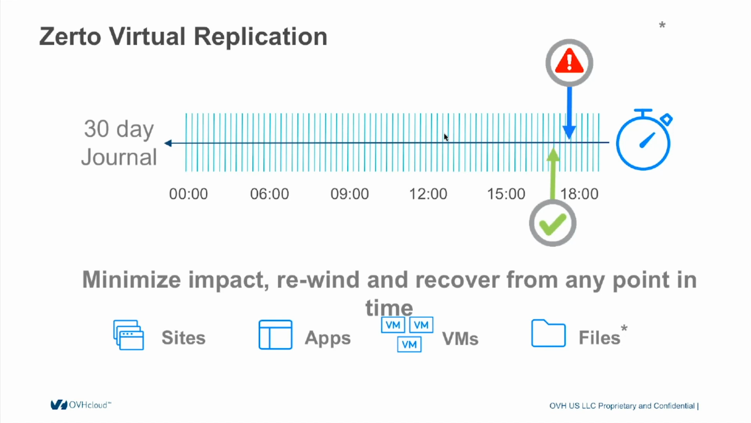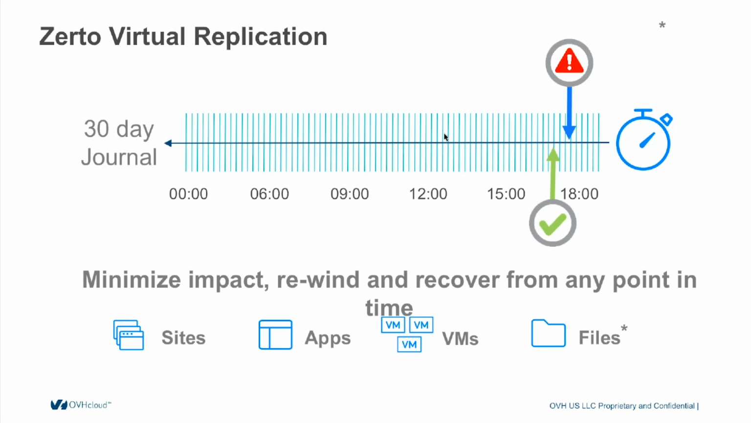As Zerto replicates data every few seconds, we check for consistent points in the data for a VM or a group of VMs, and we write what's called a checkpoint into the journal. These checkpoints are the points in time you can actually rewind back to in the journal. So imagine you're watching a Netflix movie and you want to rewind frame by frame. You can do the same thing with a virtual machine. I can rewind 7 seconds, 14 seconds, 21 seconds back.